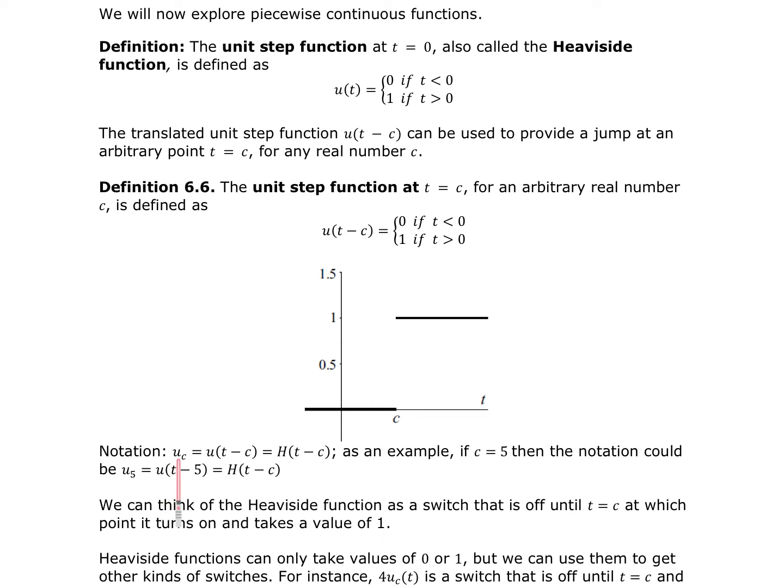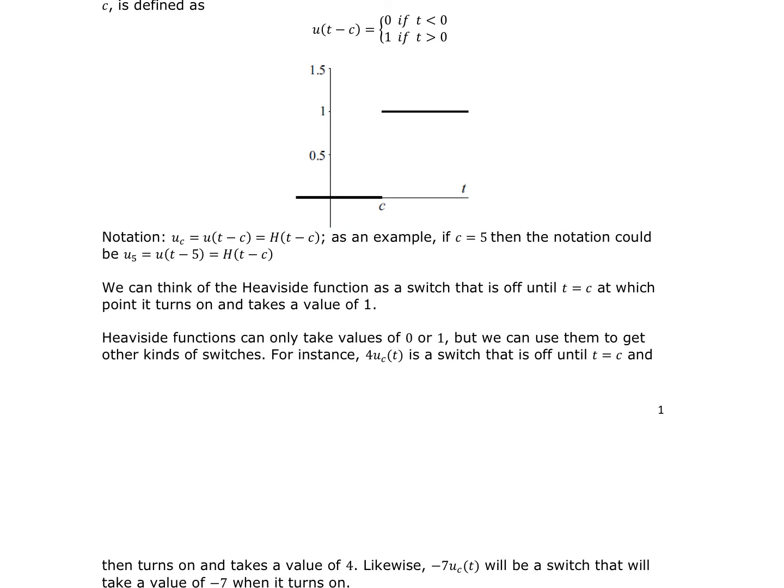The notation u sub c is the same thing as u of t minus c, which you may also see written with an H, meaning the Heaviside, of t minus c. As an example, if c was 5, then the notation would be u sub 5, or u of t minus 5, or capital H of t minus 5. We can think of a Heaviside function as a switch that is off until we reach some c value, when t is equal to that c value, at which point it turns on and takes on that value of 1.